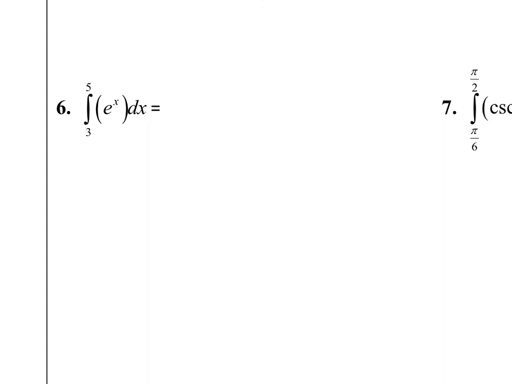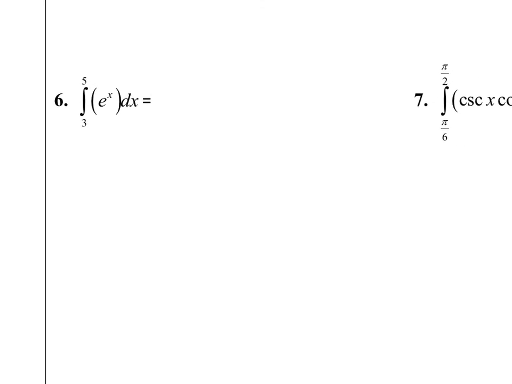People tend to be scared of e to the x, but I hope to show you that in the calculus world, it's actually easier than some of the other things we do, because e to the x is its own derivative. It is its own antiderivative. So in this problem, when I do my antiderivative, which is the first step, I simply get e to the x evaluated along the interval from 3 to 5. Evaluating along those limits gives me e to the 5th minus e cubed.